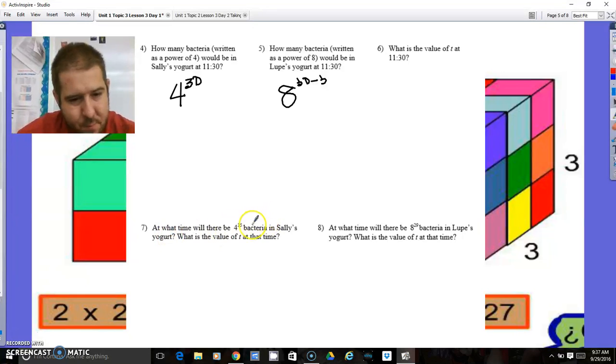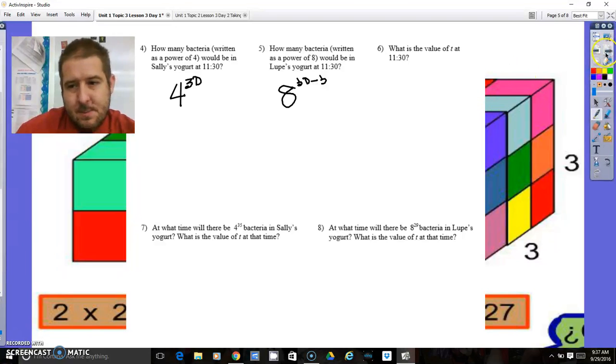At what time would there be 4 to the 35th bacteria in Sally's yogurt? That'd be at 11:35. At what time would there be 8 to the 29th power in Lupe's yogurt? Ooh, that would be not 11:29. That would be at 11:32. The reason why it's 11:32 is because he started 3 minutes late. Got to add those 3 minutes.